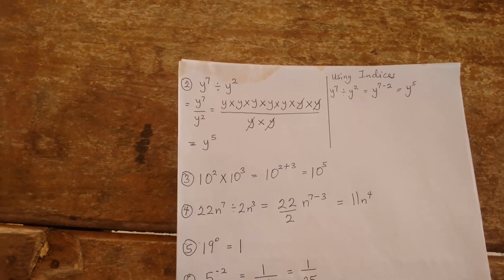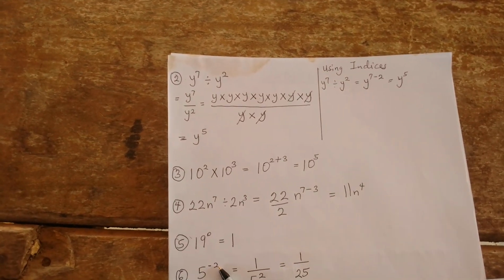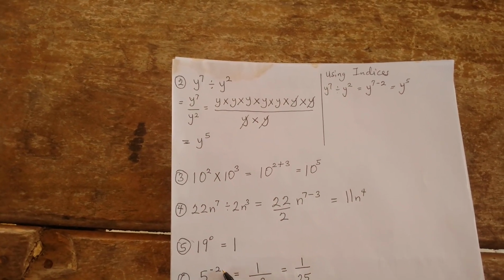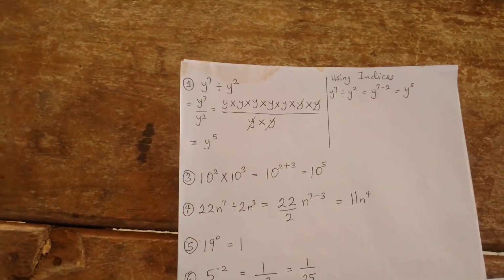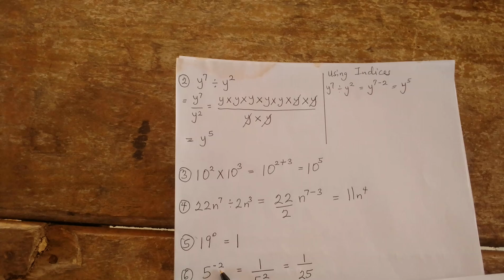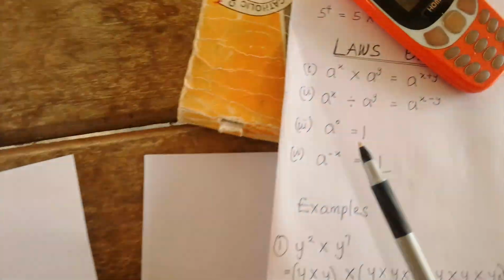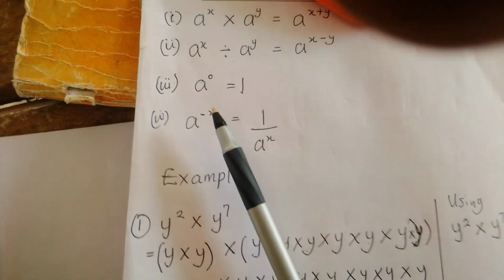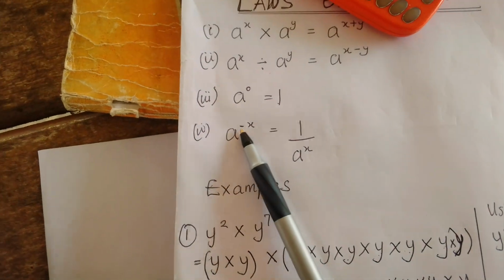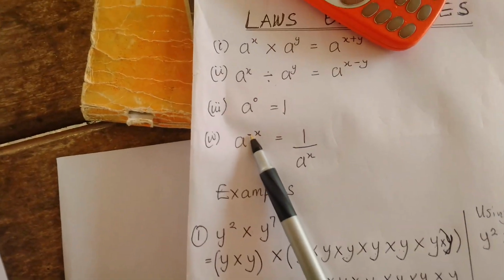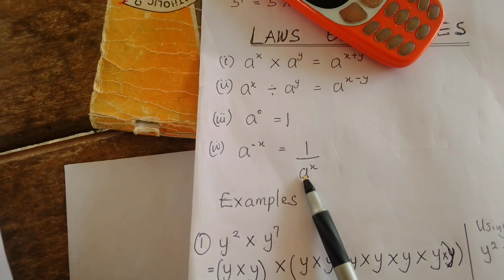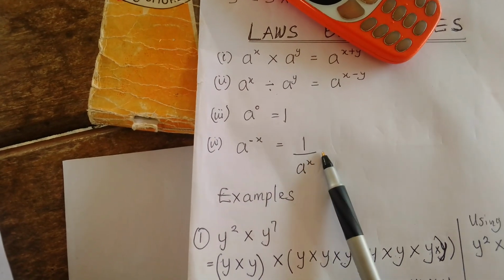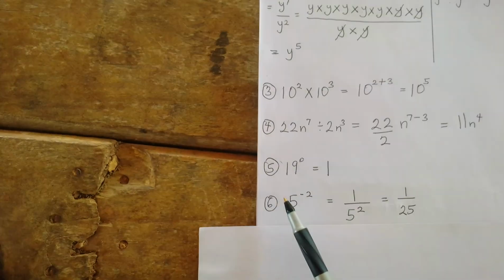Now let's move further. We are having 5 raised power minus 2. If you remember, the fourth law we just learnt in indices says that whenever you are having a negative power, to turn this negative power to a positive power, you are going to look for the inverse, that is 1 over the positive power. So that's what we are going to apply here.